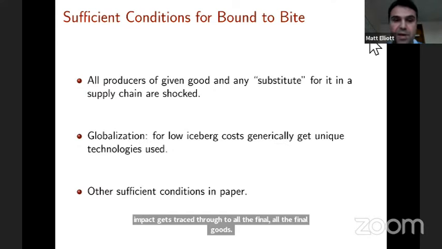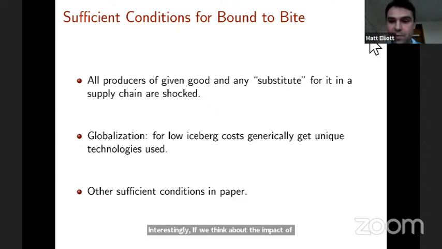Interestingly, if we think about the impact of globalization, which we can model as reduced iceberg costs, so I haven't even mentioned iceberg costs yet, but that's accommodated within the model. If I let those iceberg costs get sufficiently small, that's going to lead to specialization, where each given good is produced by a single technology. That's going to mean that when I shock a given technology, all of that good is shocked, and we're going to meet the conditions of the other sufficient condition, and so the bound is going to be tight again. And there are other sufficient conditions in the paper that depend more explicitly on the structure of the production network that I don't have time to get into.